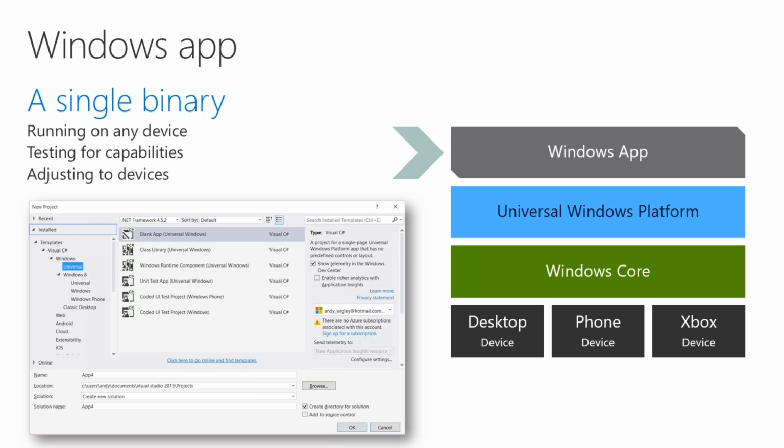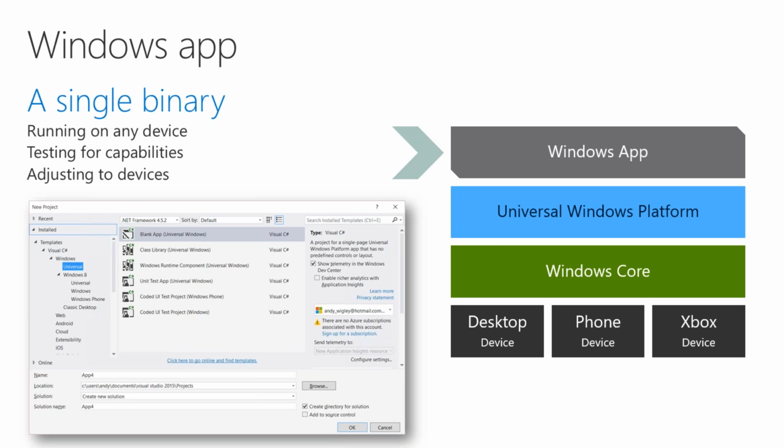When you come to development, it's a single library, or single binary, right? You write your Windows app, and that Windows app is targeting the Universal Windows platform. The Universal Windows platform is running on a core. The core can run on a desktop or a phone or an Xbox. That's it. I don't have to worry about that. Why? Because my Windows app is targeting UWP, and then UWP will make sure I get the APIs everywhere.